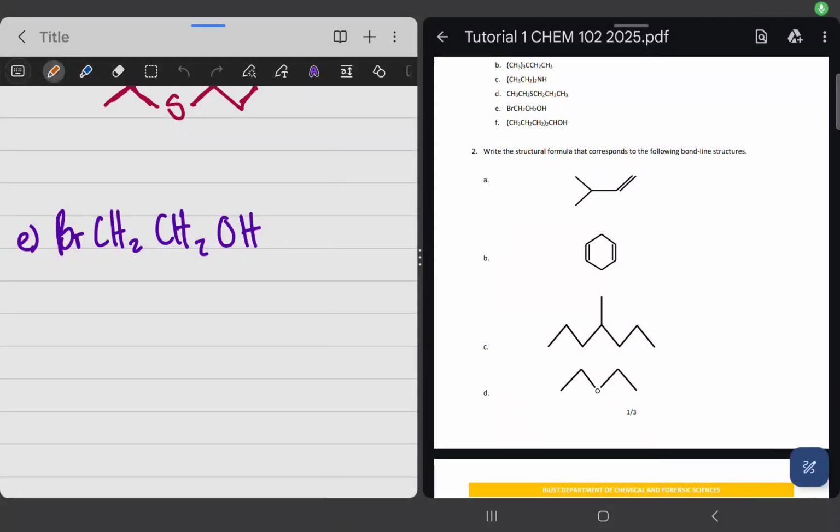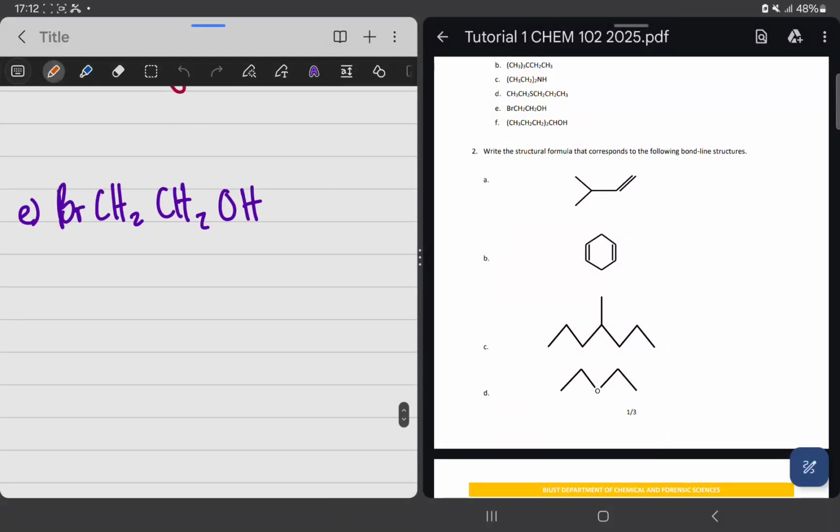We continue. We're at part E, which says BrCH2CH2OH. What am I going to do? This is so simple. We just put our C and a C. Remember, we focus on the carbons, right? And one has a Br, then two H's. Then the other one has two H's and an OH.